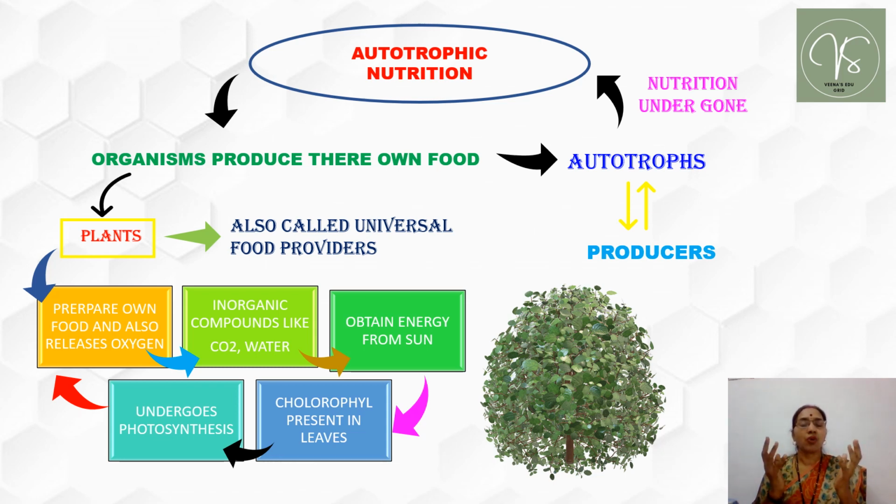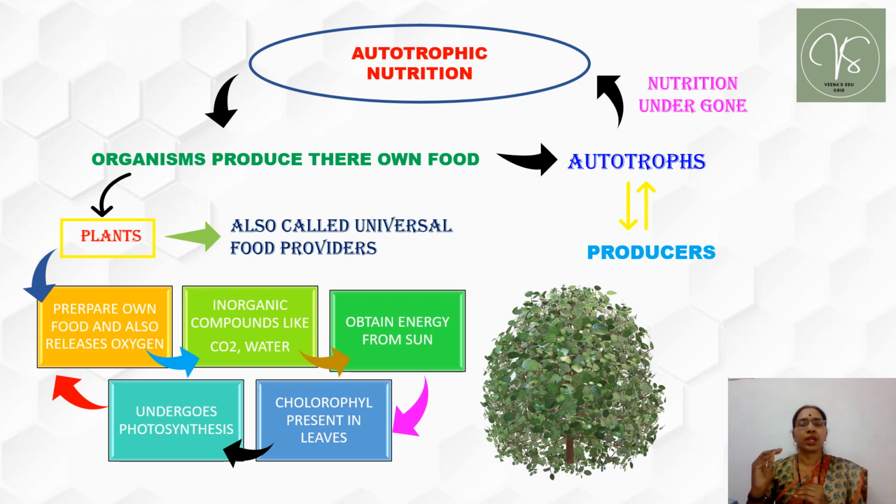So imagine how useful plants are on this planet. It is our prime responsibility to save and protect the plants for ourselves and also for other animals on this planet, so that we and the plants live together happily. And these organisms, since they can prepare their own food, are known as autotrophs, and the nutrition which they undergo is known as autotrophic nutrition. So now you have learned that plants are the only organisms which undergo autotrophic nutrition, and they are also known as the universal food providers.